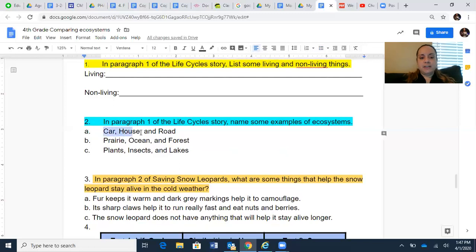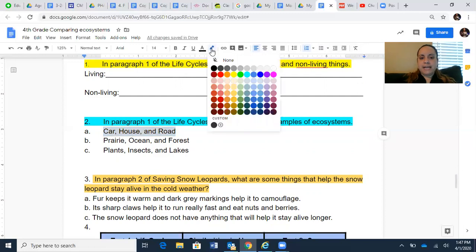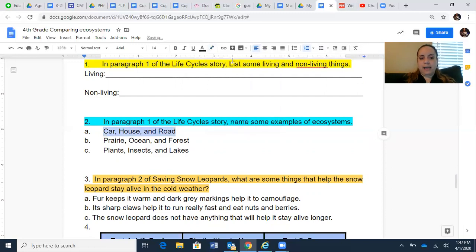Choose your answer and you can highlight it. You come up here to this highlight button. That tells you you can pick a color to highlight. That's the way that I'll know that your answer is correct.